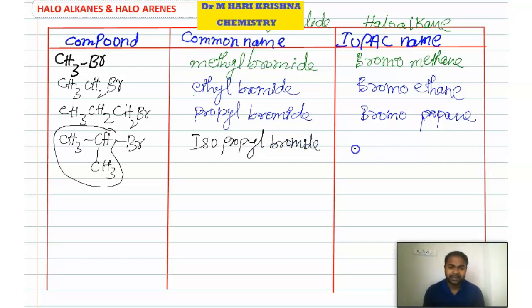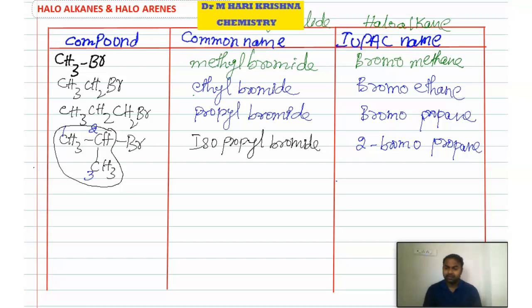So in case of IUPAC, we should give numbering. Without numbering, we cannot write the name. So 1, 2, 3. In the second position, bromo is there. 2 bromo. Totally 3 carbons. 2 bromo propane. We should mention the position of a functional group.